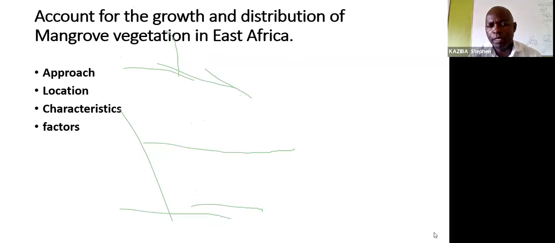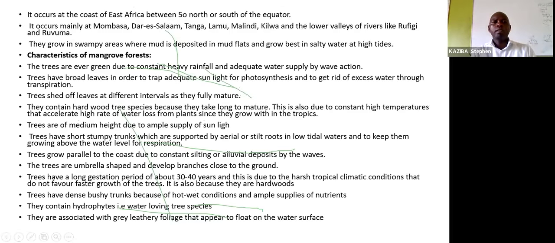Of course, mangrove vegetation is found along the coast of East Africa, and that's what we write. It occurs at the coast of East Africa between 5 degrees north and south of the equator. So you have to locate it using longitudes and latitudes. Then when you're done locating it using longitudes and latitudes, you tell us the areas where it is found.